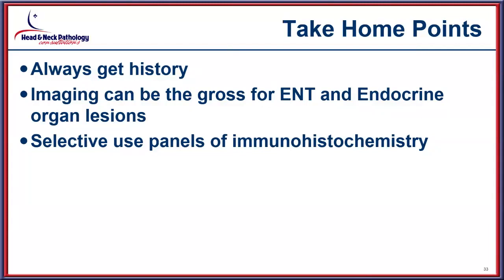So if I can end with a few take-home points: always get the history. Imaging can be the gross for many of the ENT and endocrine organs, and there is a very good component to use selective panels of immunohistochemistry in order to be able to reach the diagnosis.